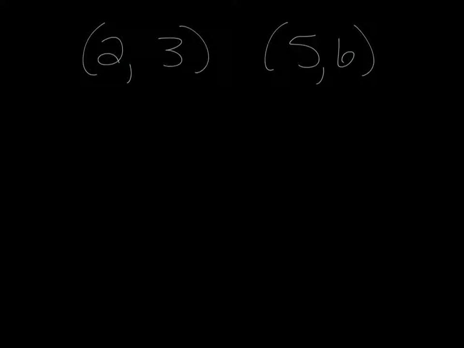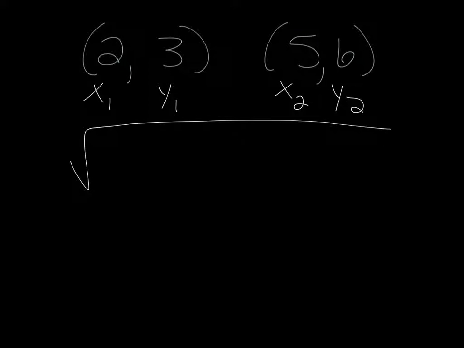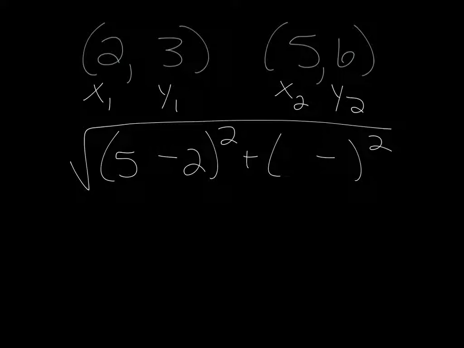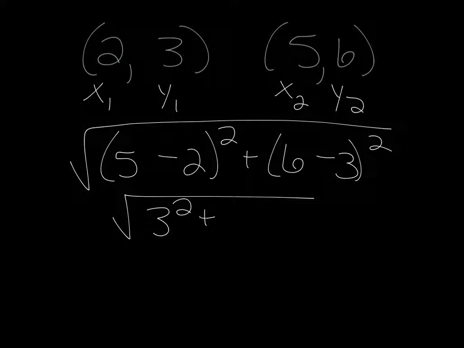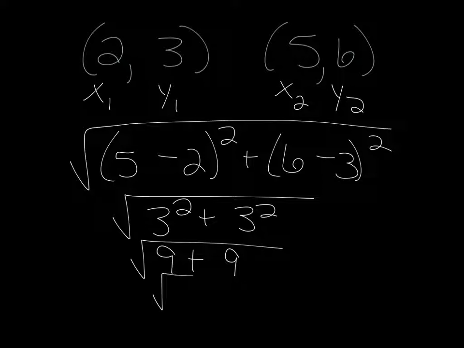Let's look at one more. Let me label my points. Draw my outline. Parentheses minus parentheses squared plus parentheses minus parentheses squared. So I have 5 minus 2, and y2 minus y1 is 6 minus 3. So that's 3 squared plus 3 squared. So that's the square root of 9 plus 9, which is the square root of 18.